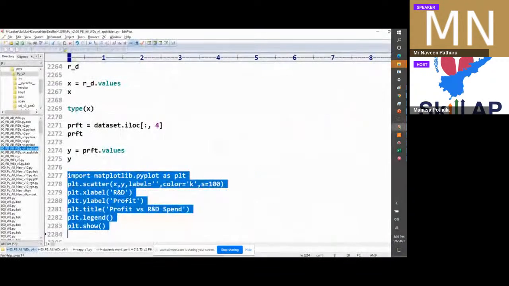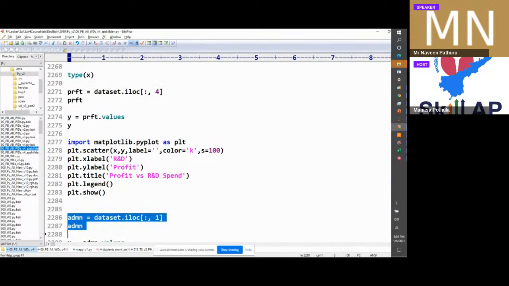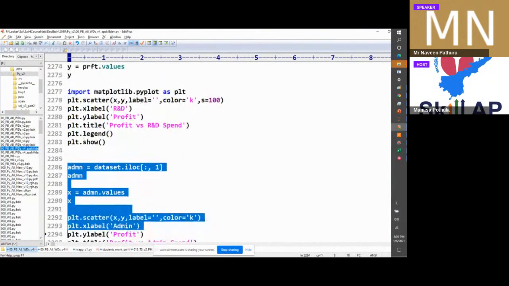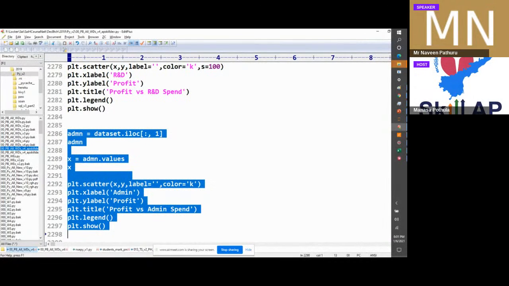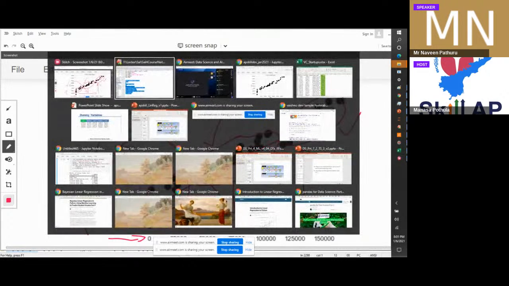Next, come here. We'll repeat the same process. This time we'll take the administration column, which is the second column, and convert it to a NumPy array. Then plot it against the profit. What is profit? Profit is the dependent variable, and the dependent variable is always plotted on the y-axis. We compare it with the rest of the independent variables. That's what we are doing here.